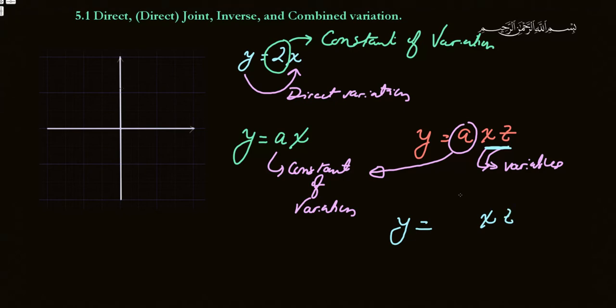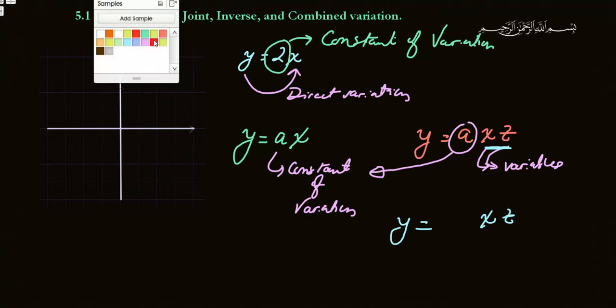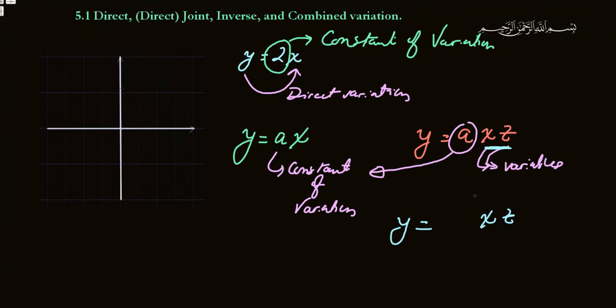Okay, but then you would have to ask, oh yeah, y is related to x and z, but what's the constant of variation? So you have to ask them, what's the constant of variation? How is it related? Is the constant of variation 2? Is it 3? Or is it pi? Or is it square root of 5? So you have to be told what the constant of variation is.